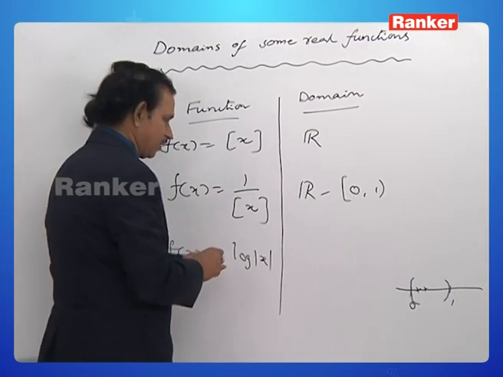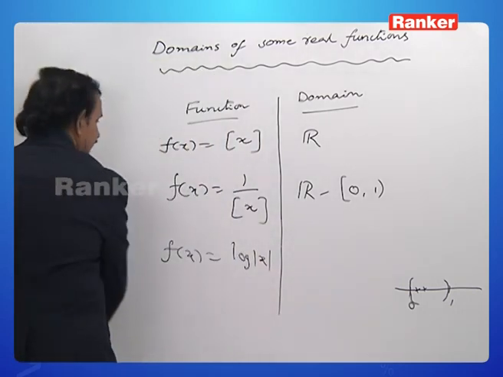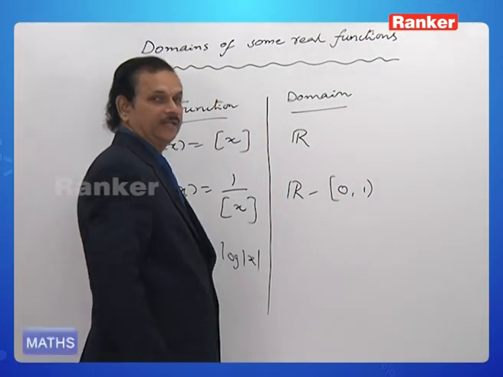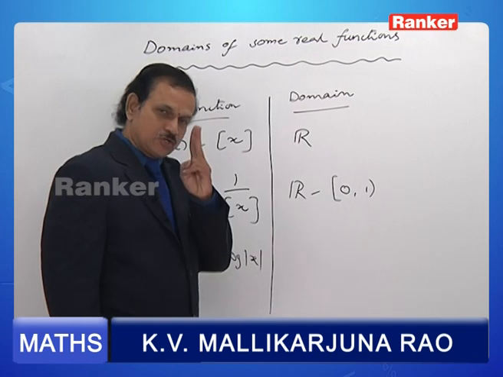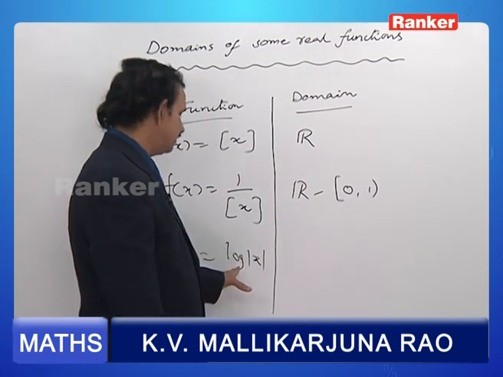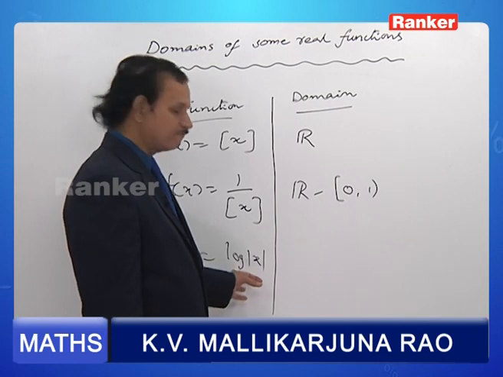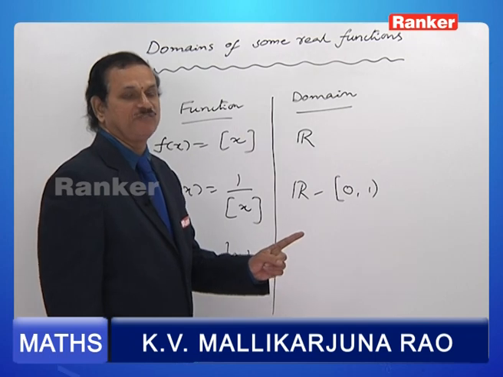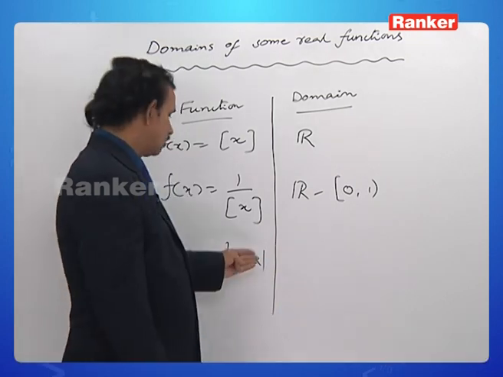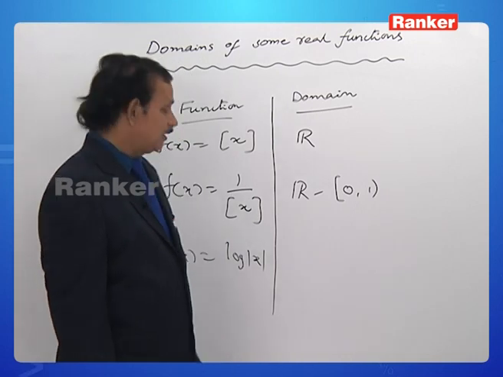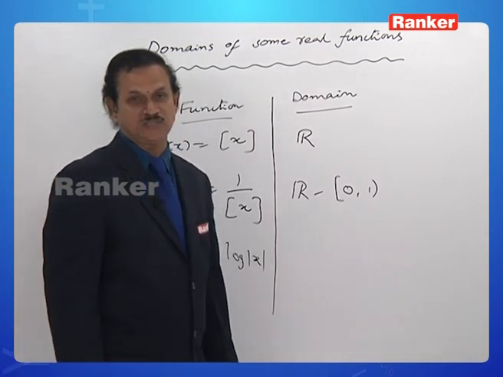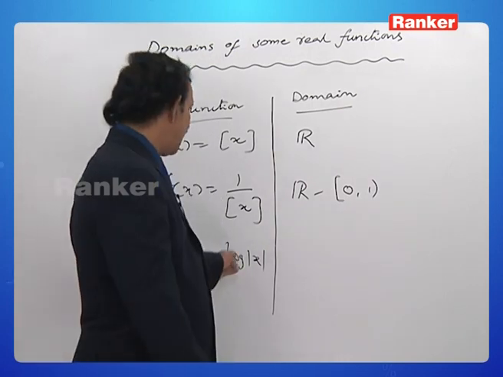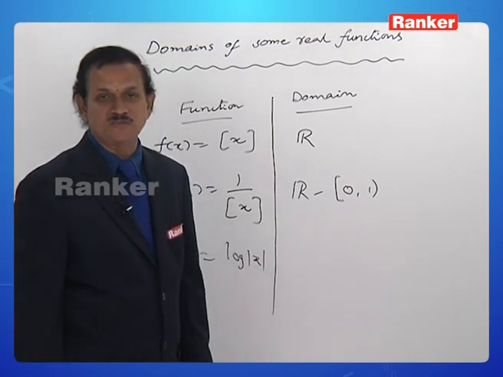Well, another function, f of x is equal to log mod x. What is the domain of this function? In what way should you think of it? Here, you have to think of two particular things. Number one, basically it is a logarithmic function. Therefore, the quantity present inside this logarithm must be strictly positive. Of course, mod x can never be negative, but there is a little danger. Mod x can become 0 when x is 0. Log 0 is also not defined.